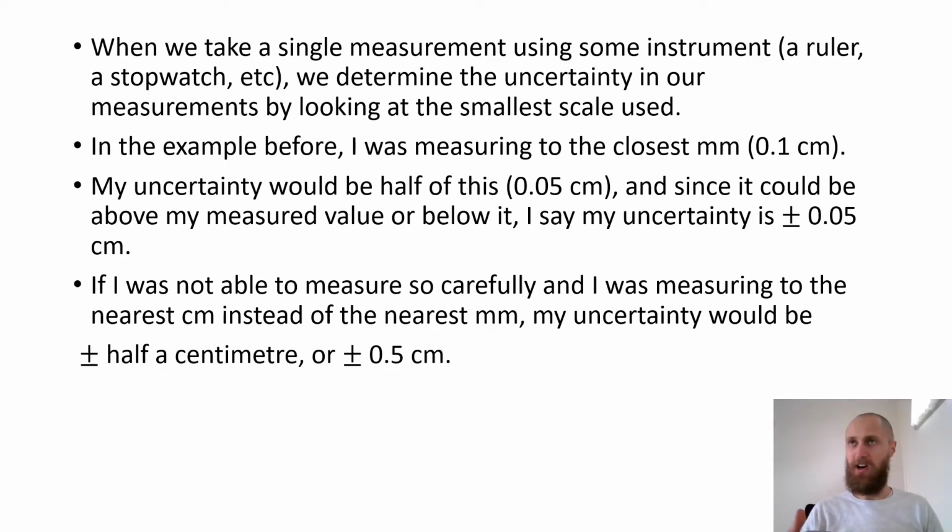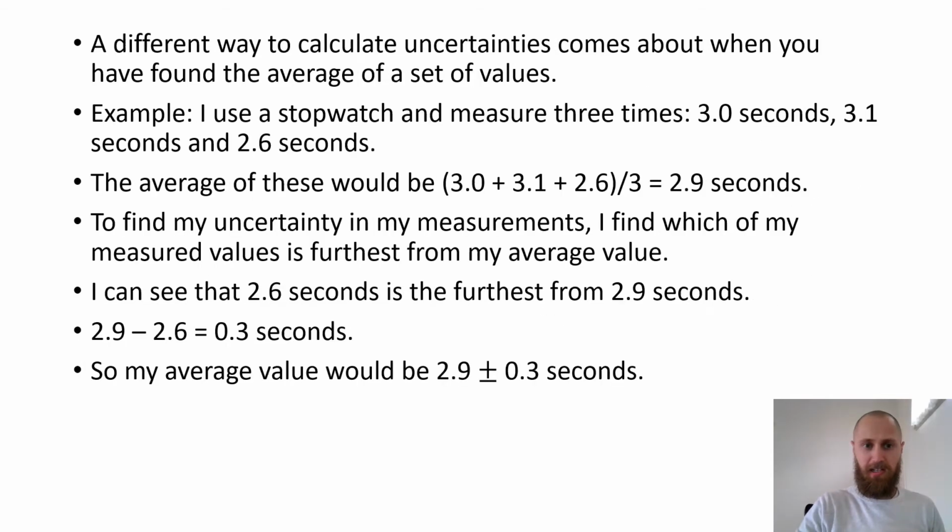Because if you're being overly ambitious and saying that you're measuring down to the nearest millimeter when really you're not, then your results aren't going to probably be as honest as they need to be. So that first way was one way of calculating uncertainties. It's the way that we use when we take a single measurement and there's an uncertainty associated with that single measurement. I measured how long something was. There's an uncertainty associated with me measuring that.